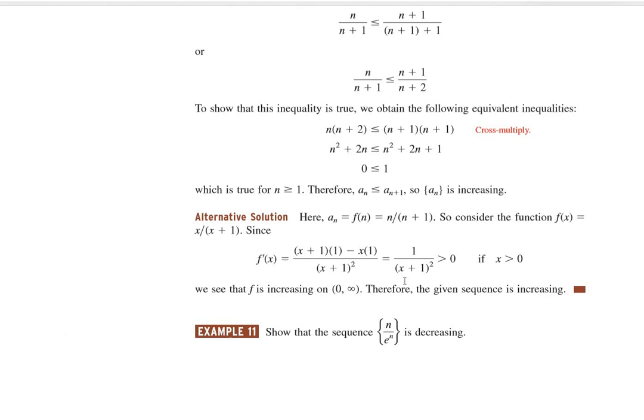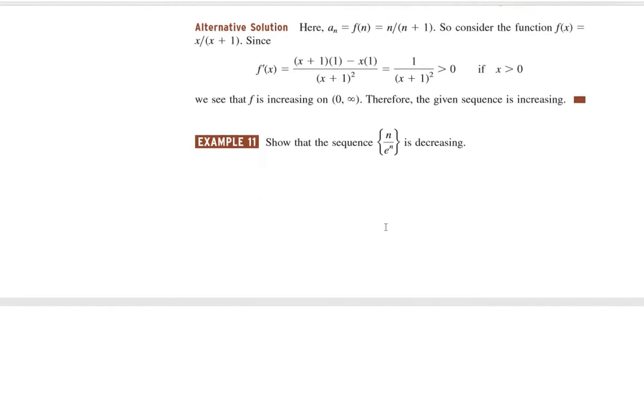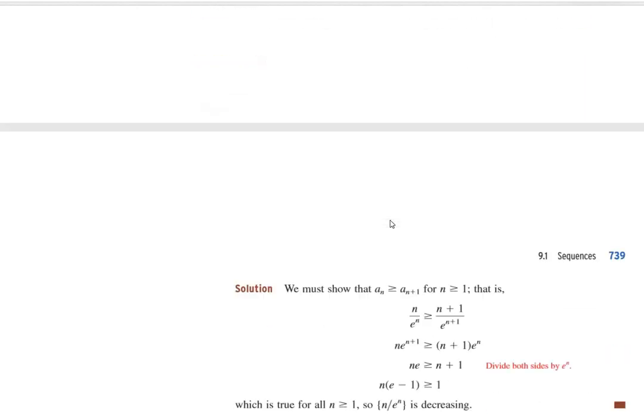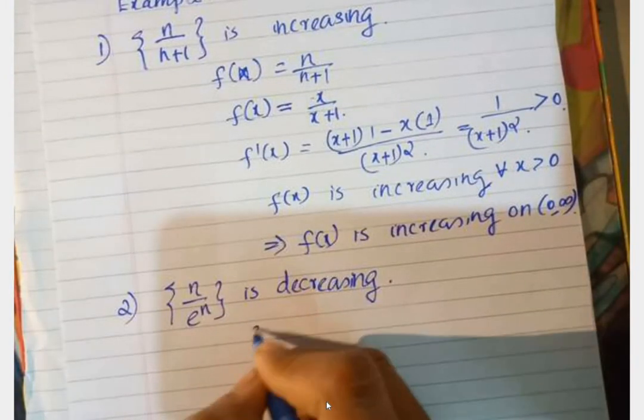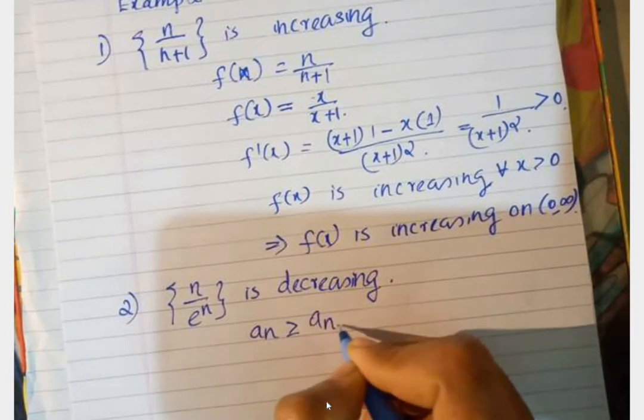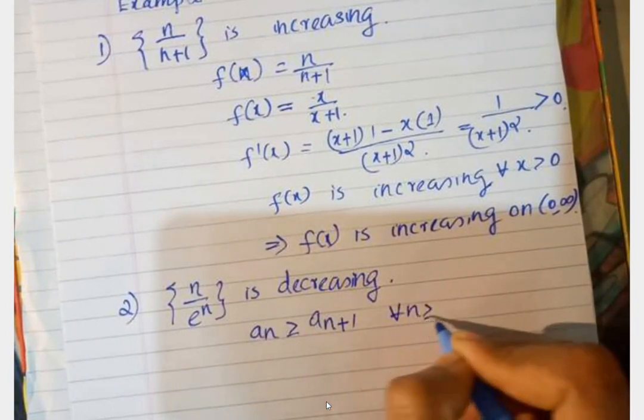And next we have to show that the sequence n divided by e raised to n is decreasing. We have to show an is greater than or equal to an plus 1 for all n greater than or equal to 1.